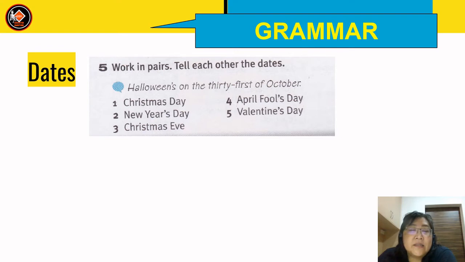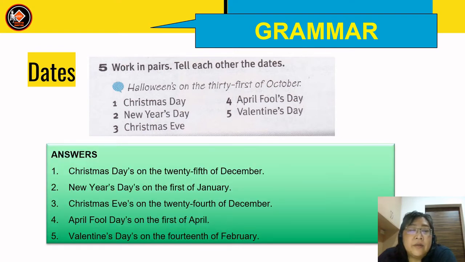So let's look at the answers. You can write Christmas Day is on the 25th of December. New Year's Day is on the 1st of January. Christmas Eve is on the 24th of December. And April Fool's Day is on the 1st of April. And Valentine's Day is on the 14th of February.